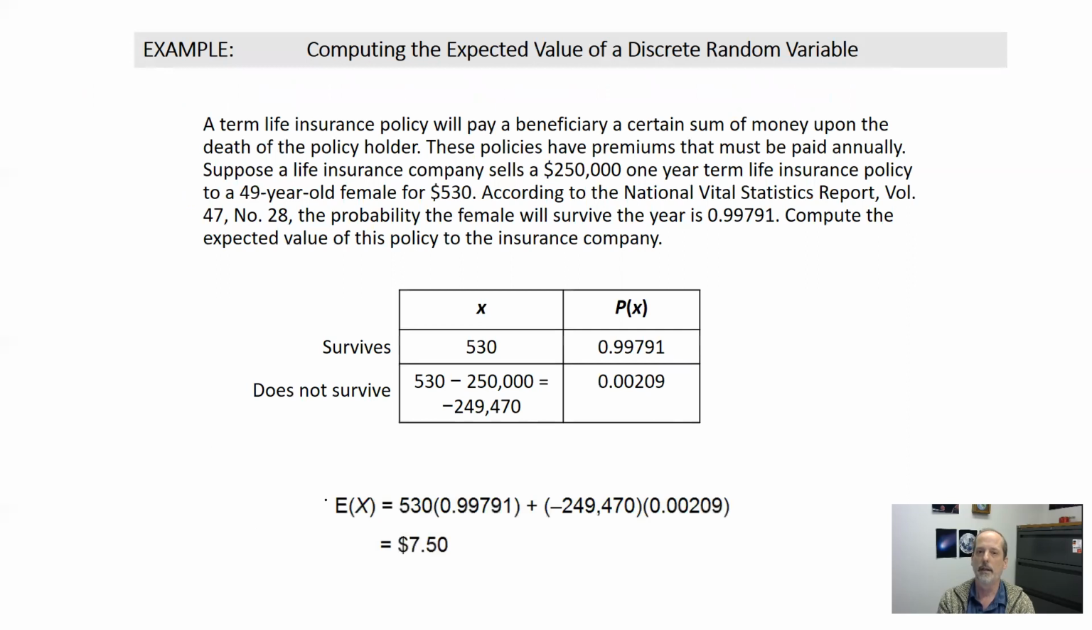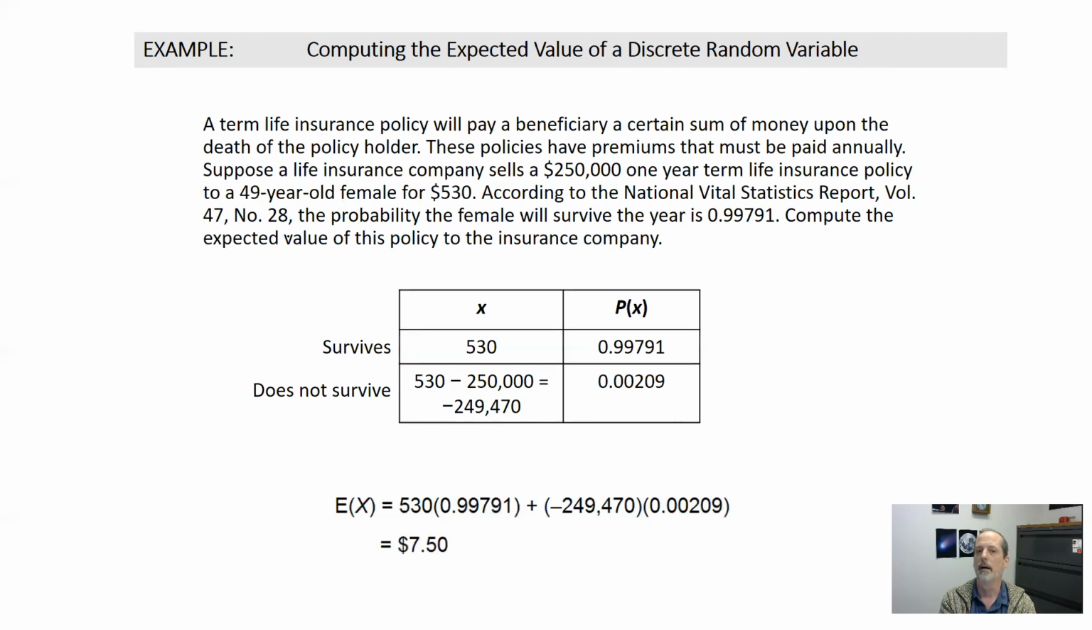Okay, so lastly, we're going to look at a life insurance policy, and it pays a beneficiary a certain sum of money upon the death of the policy holder. And the policies have premiums that must be paid annually. So let's say that they sell a $250,000 1-year term life insurance policy. So that means that if you die over the course of that year, then someone's going to receive $250,000 on your behalf. And they sell this to a 49-year-old female for $530.